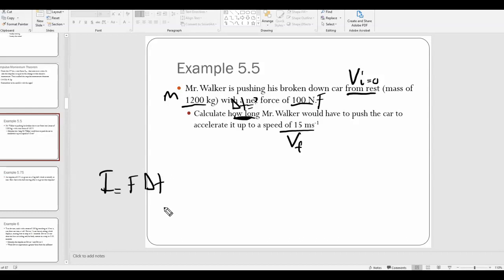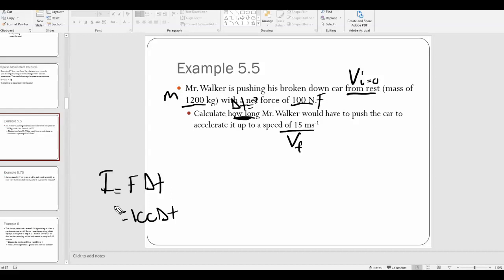Okay, so I'm looking for delta t. I want to know how long the force is acting. Now, I know what the force is, it's 100 newtons, but that doesn't let me solve for delta t because I don't know anything about the impulse. I'm not given the left side of the equation.